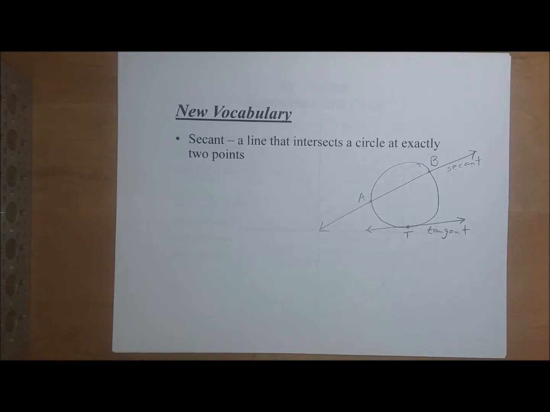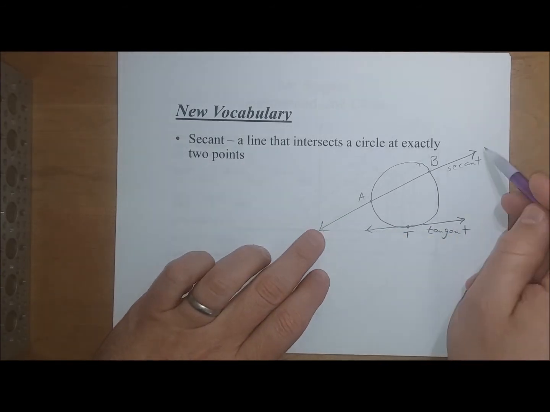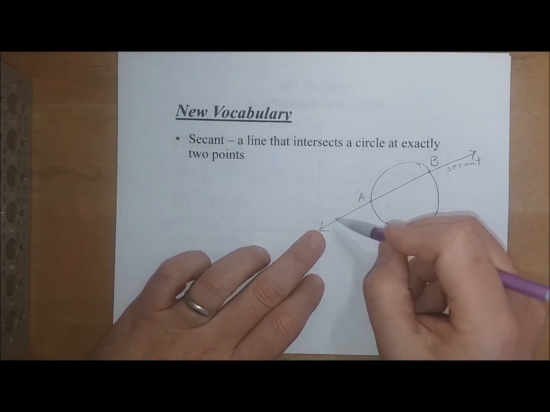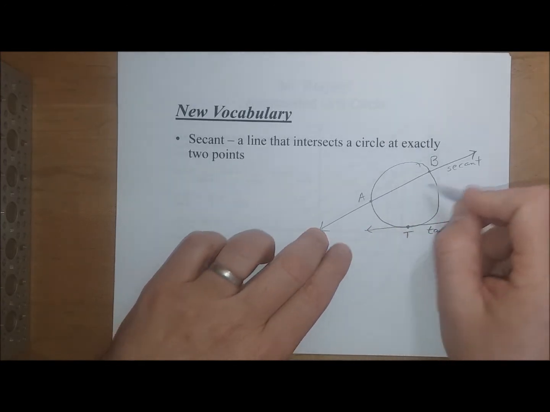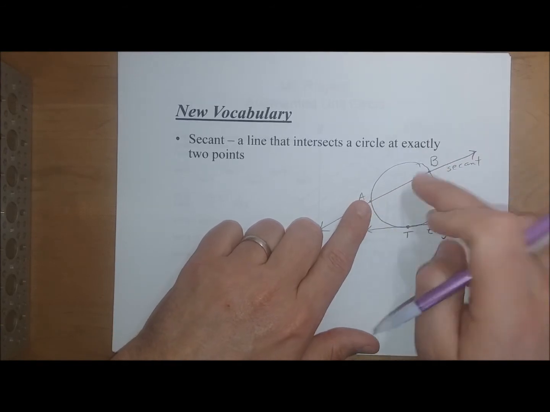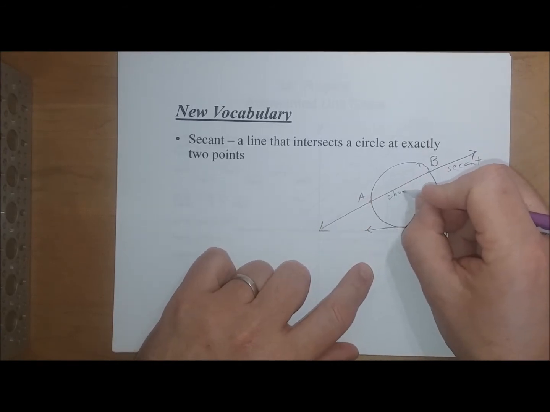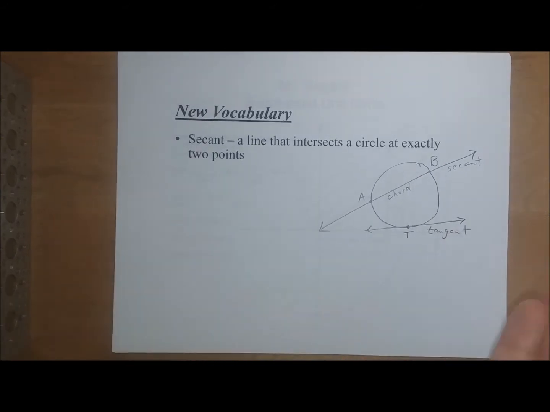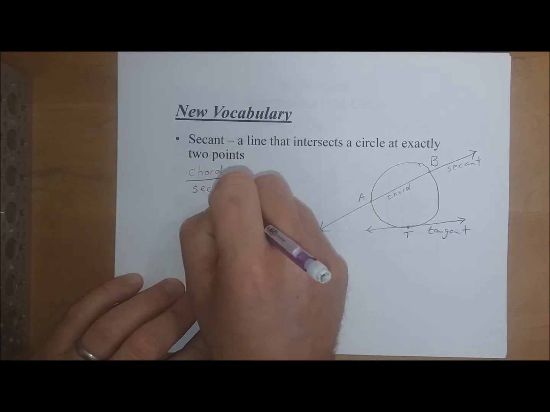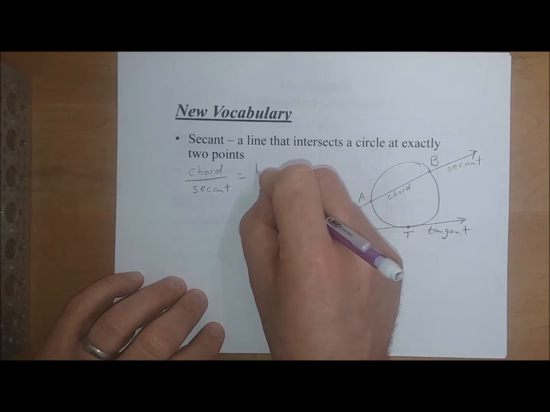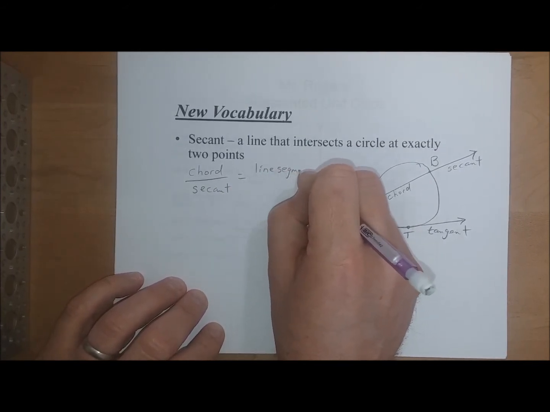Now I know what you're thinking. Hold on, this looks kind of like a chord. How is a secant different from a chord? Well, you could say that a secant is to a chord as a line is to a line segment. Notice the secant goes on infinitely in both directions, whereas our chord is just that little piece there. But if you extend it in both directions like we do a line, that's a secant. So you might say that a chord is to a secant as a line segment is to a line.